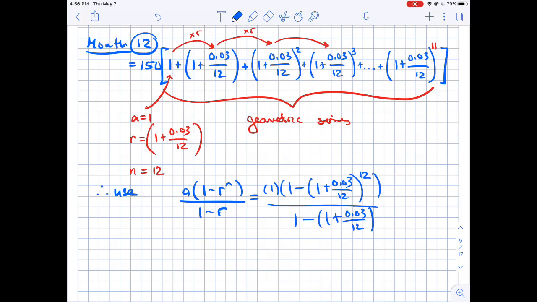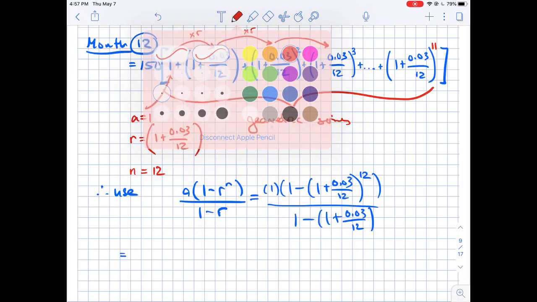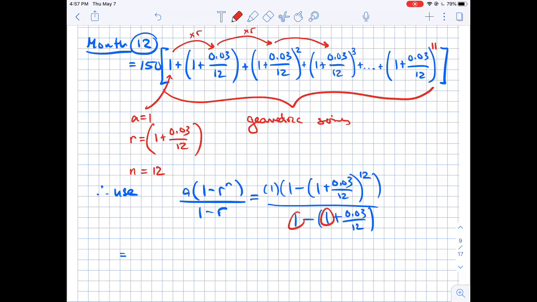Okay, and so we could clean this up a little bit, and we will do so because we want to get out of this a nice formula. One of the things we can do is actually take this 1 and this 1. They're going to directly cancel with each other. But now this denominator here is still going to be negative.